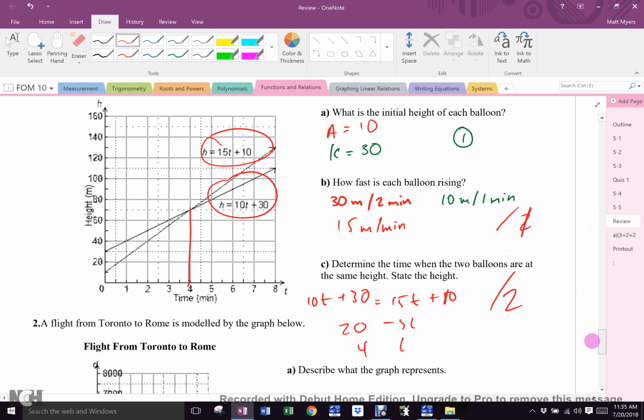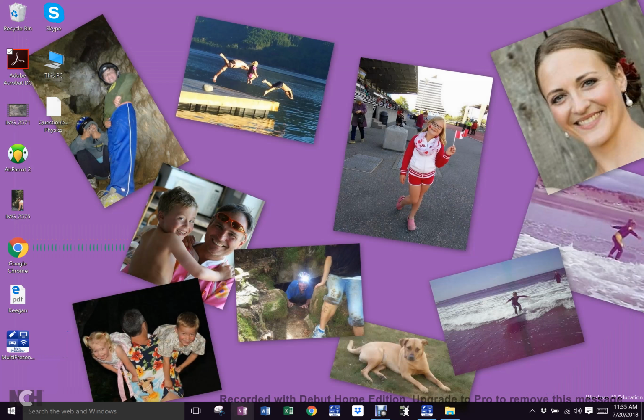And lastly, we are flying from Toronto to Rome because we're lucky. We're lucky in 2 ways. We're lucky in one, we're going to Rome, and we're lucky in another way because we're getting out of Toronto.